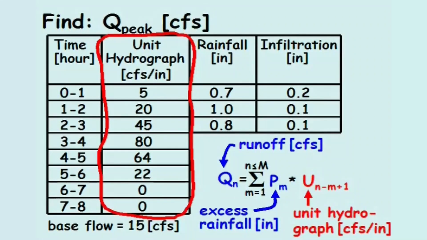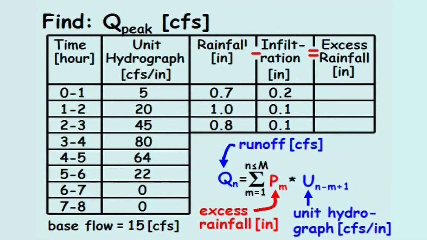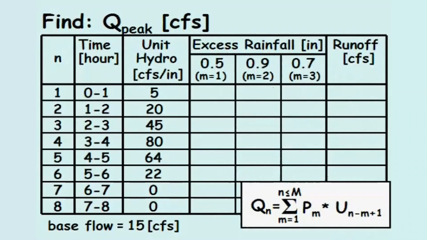The unit hydrograph for the watershed has been provided in the problem statement. The excess rainfall is the rainfall which contributes to runoff, which equals the recorded rainfall minus the infiltration. So the excess rainfall equals 0.5 inches, 0.9 inches, and 0.7 inches for hours 1, 2, and 3. With all values of P and U determined, the hydrograph is set up.